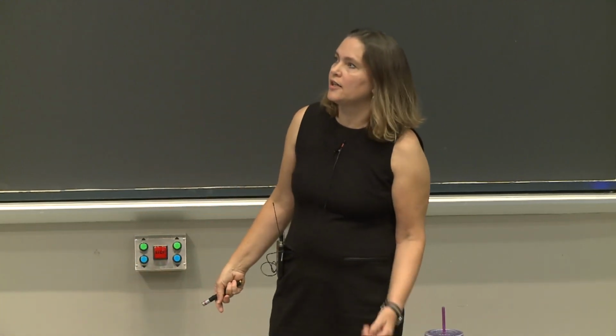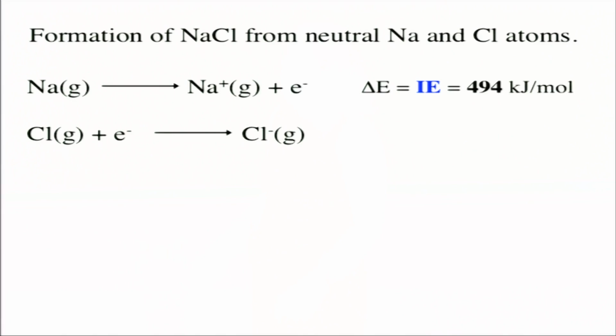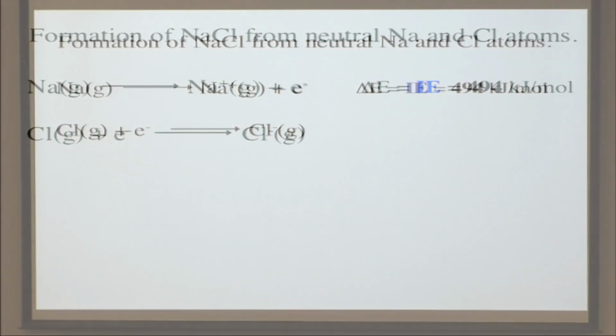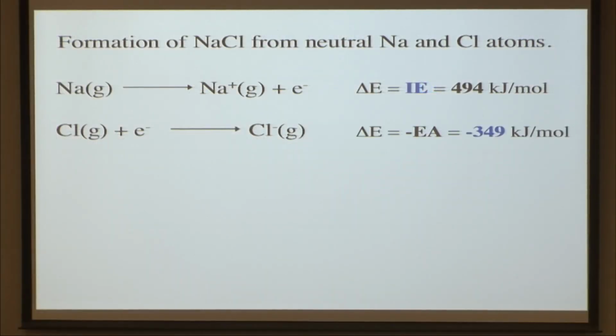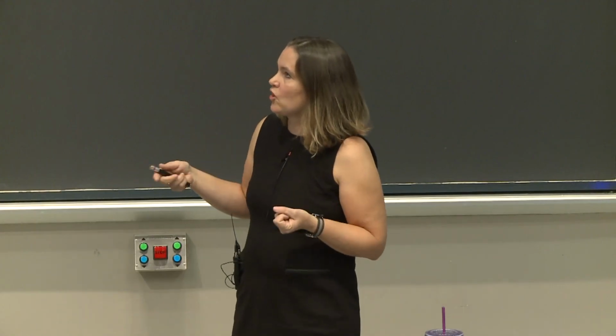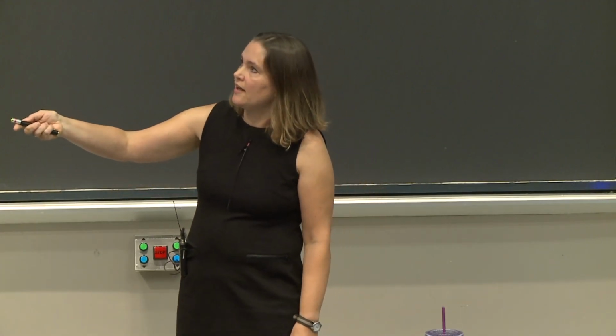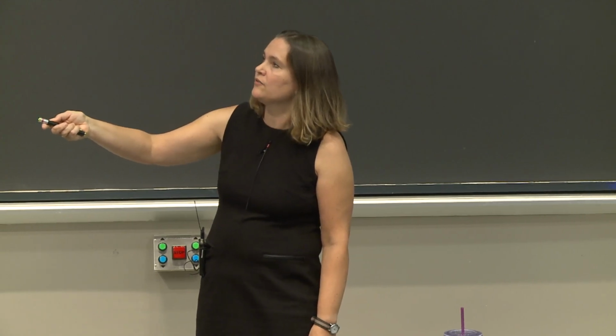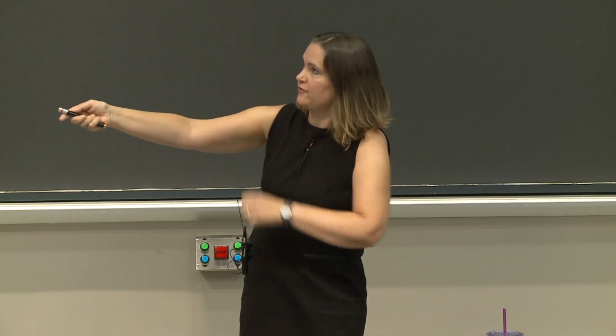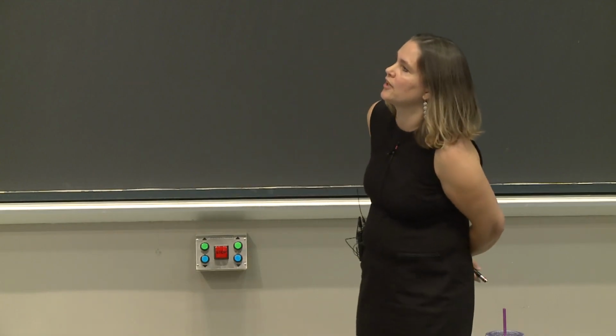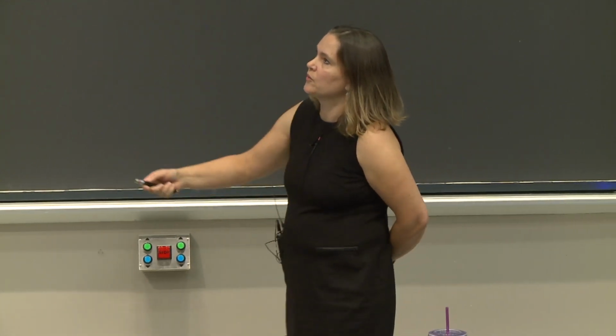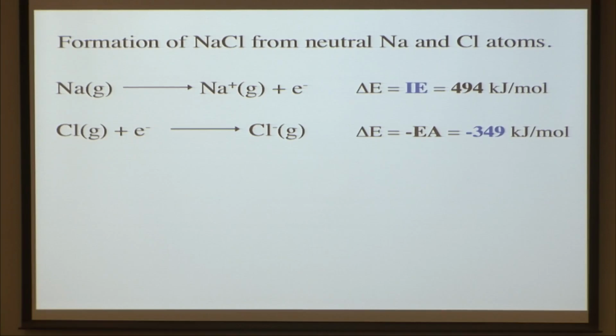And then we are talking about neutral Cl, neutral chlorine, going to Cl minus. And so it's gaining an electron. So here the process you're talking about is the electron affinity. And so the energy change here is equal to the negative electron affinity, which is minus 349 in this case. So this is a favorable process here to gain this extra electron. And so overall, the delta E here is negative.